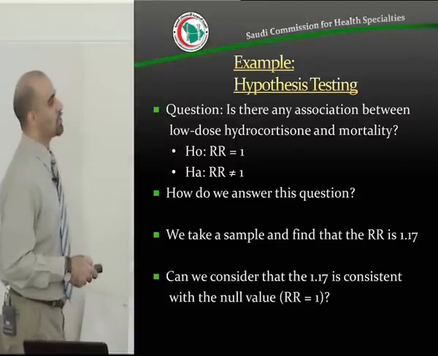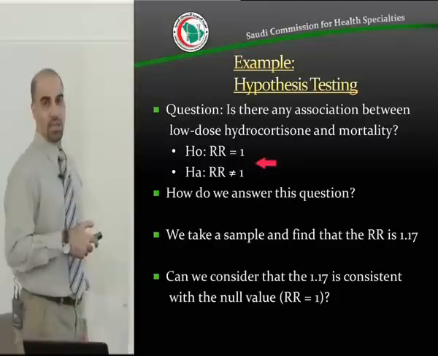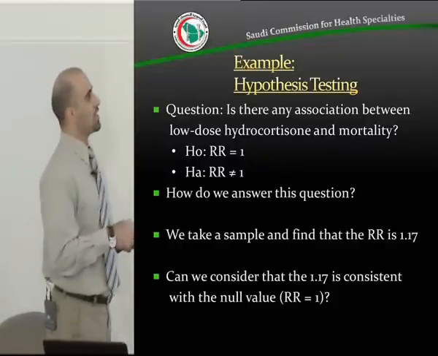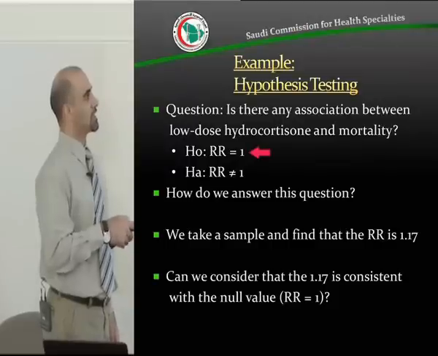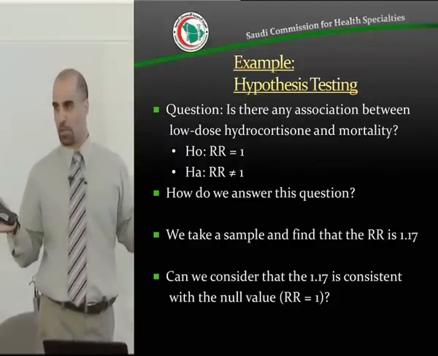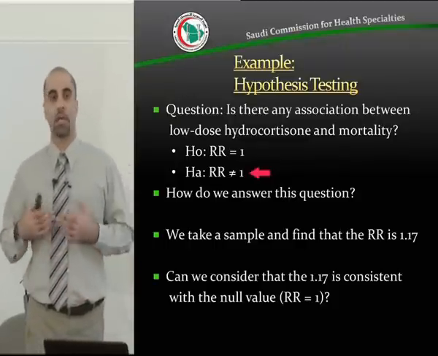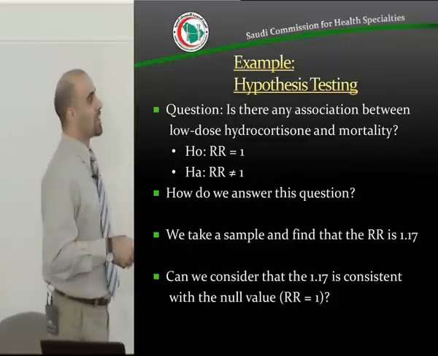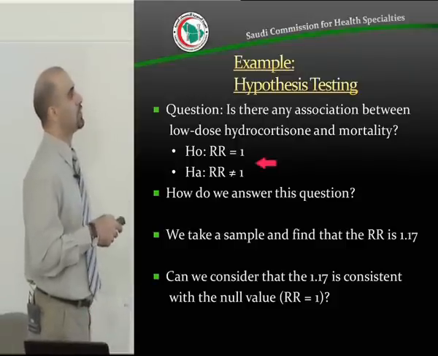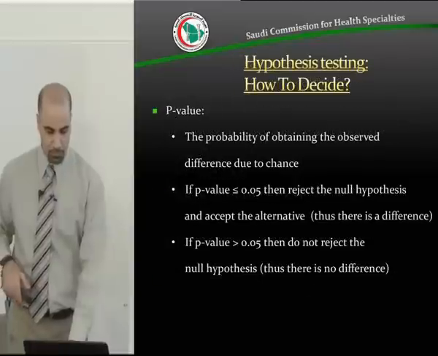So can we consider this 1.17 supportive of this or that? Because eventually I have to come up with one conclusion. I either accept the null, and if I accept this, what would my conclusion be? No association, right? If I accept the alternative, my conclusion will be there is an association. So based on the relative risk I find from the sample, I have to conclude this is true or that is true.